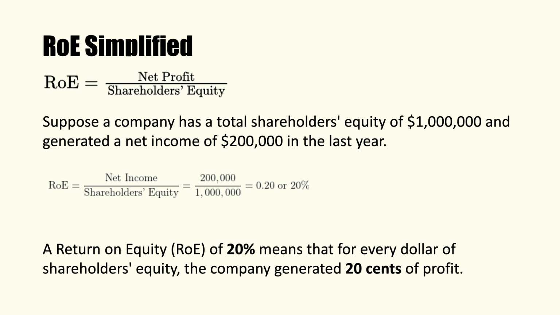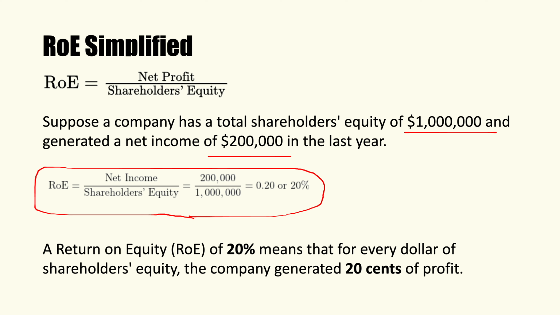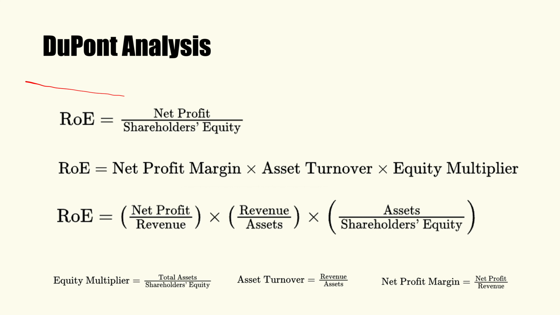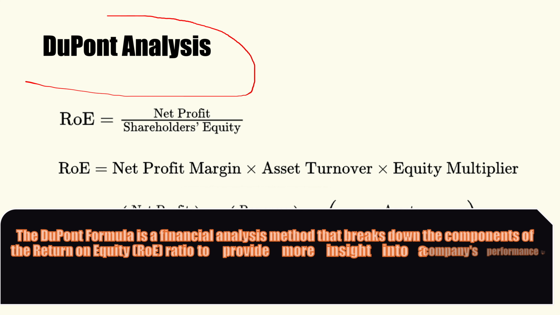So ROE is return on equity, and it's a ratio of net profit to shareholders' equity. Suppose a company has shareholder equity of 1 million and they generated 200k profit, then the ROE would be 0.20 or 20%. And an ROE of 20% means that for every dollar of shareholders' equity, the company generated 20 cents of profit. If ROE is less than 10%, weak performance; ROE 10 to 15%, average performance; greater than 15, strong performance; greater than 20, exceptional performance. Now we come to the crux of this whole exercise, which is the DuPont analysis.